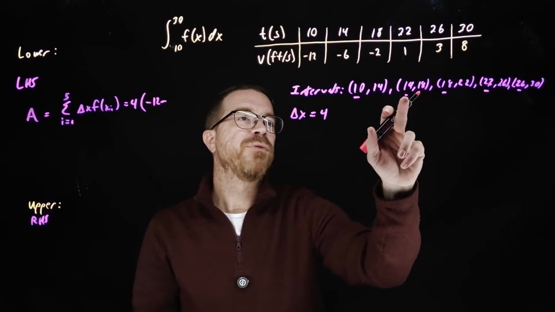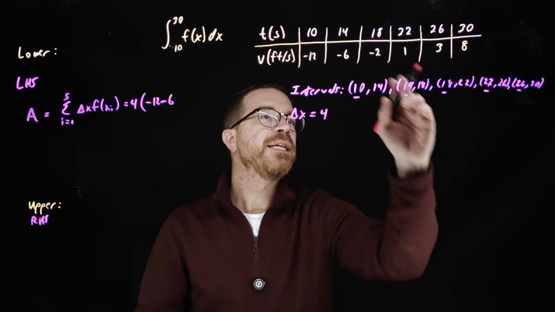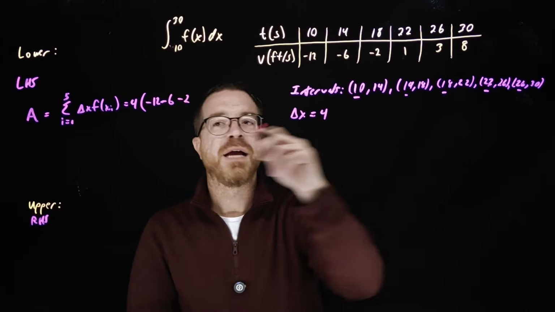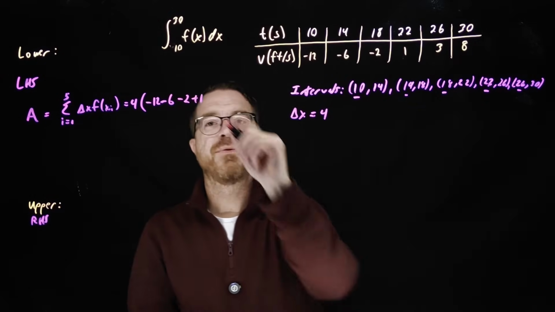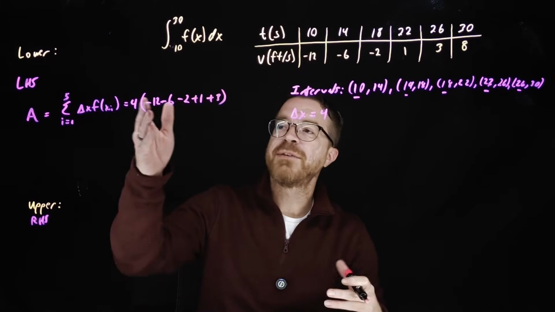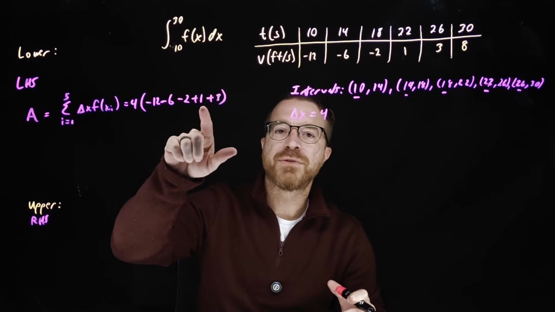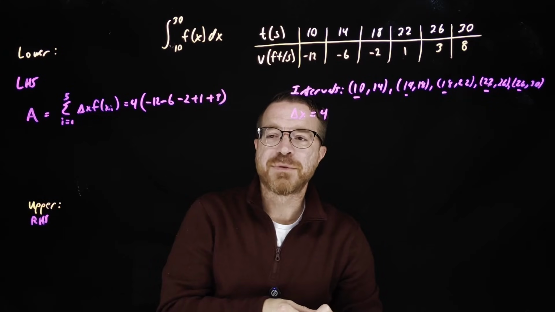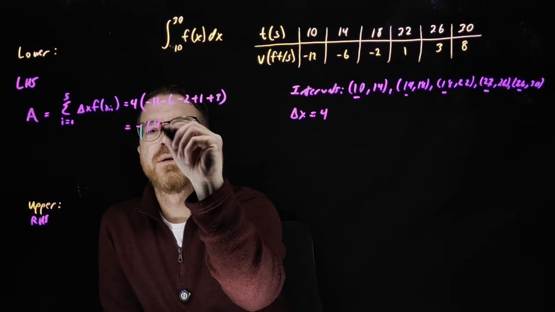Now for the next one, 14, I have negative 6. So plus negative 6, so minus. For 18, I have negative 2. For 22, I have plus 1. And then for 26, I have plus 3. So then adding this all up together, negative 12 and minus 6 is negative 18, negative 20. Negative 20 plus 4 is going to give me negative 16. Negative 16 times 4 is going to give me negative 64.